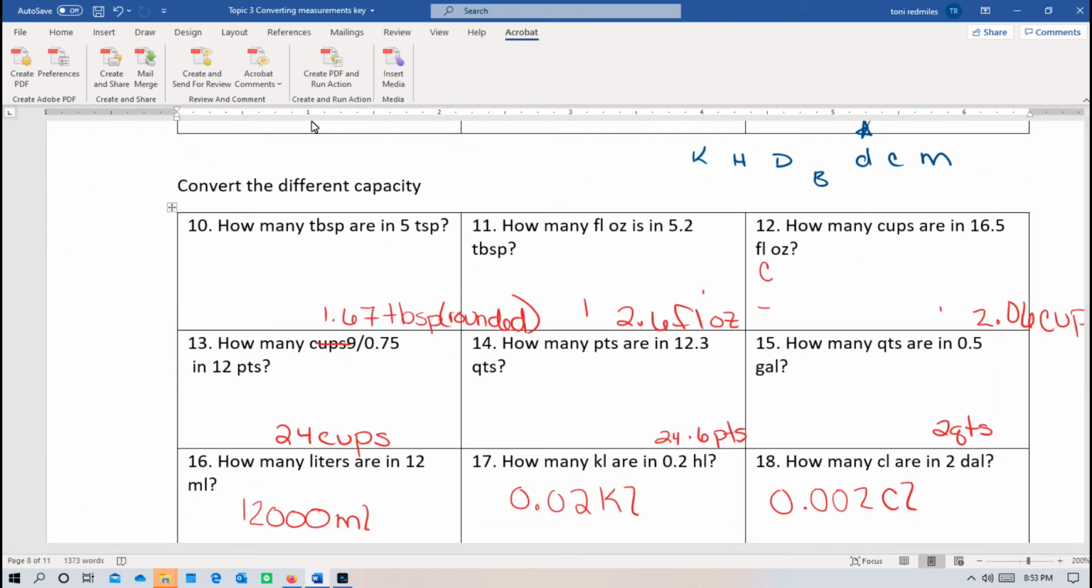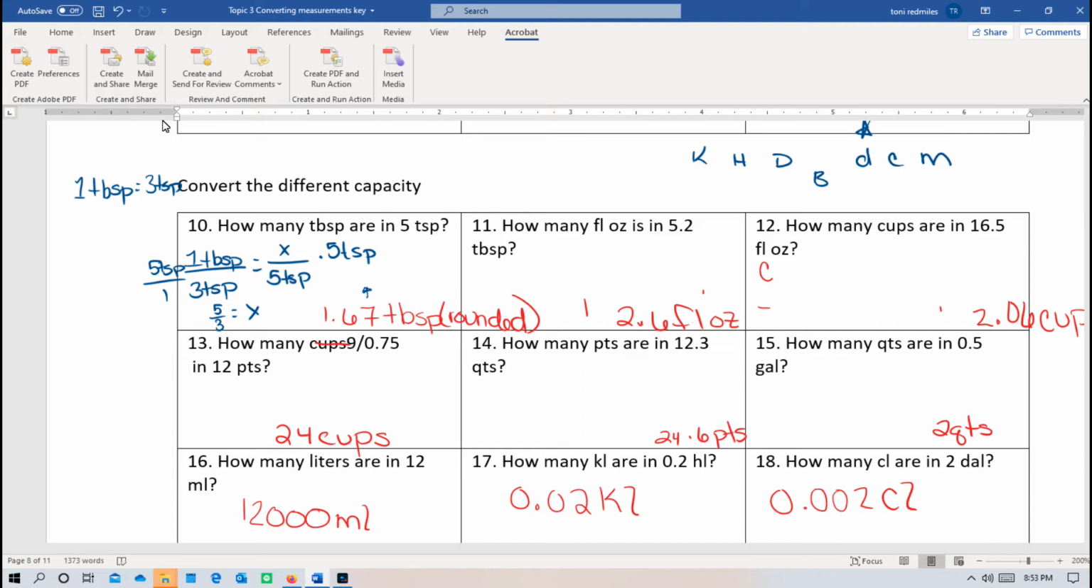So 1 tablespoon equals 3 teaspoons. That's my conversion for this one. I want to know tablespoons, so I'm going to put tablespoons on top. 3 teaspoons, and that's going to equal x over 5 teaspoons. So first thing I need to do is multiply both sides by 5 teaspoons. It's going to give me 5 over 3 equals x. If I do that math out, I'm going to get 1.66666, so I rounded it up to 1.67.